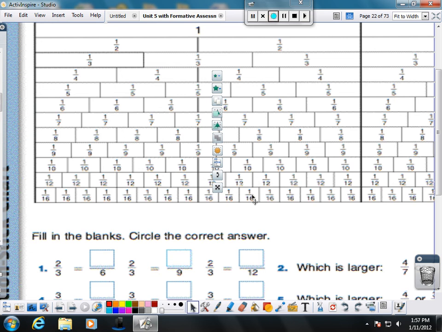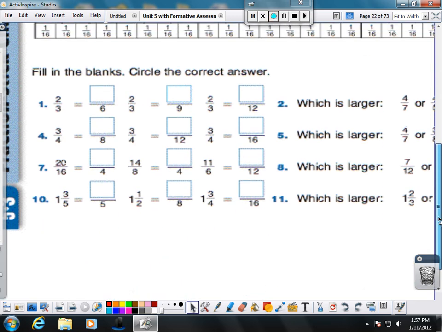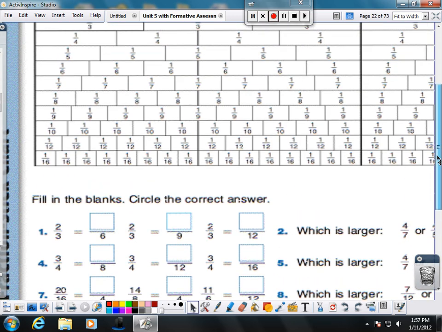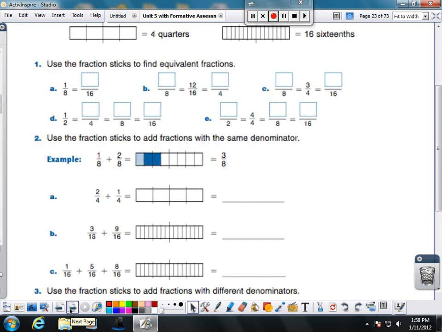So as you see where we're going with this, I think you guys will be okay with it. The last thing we're going to do is talk about adding fractions, and you're going to use fraction sticks to help you do that. And of course, I think you guys will be okay with this one too. Using the fraction sticks, coloring them in to be able to get to an answer.